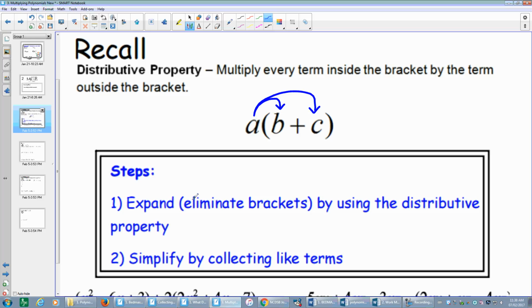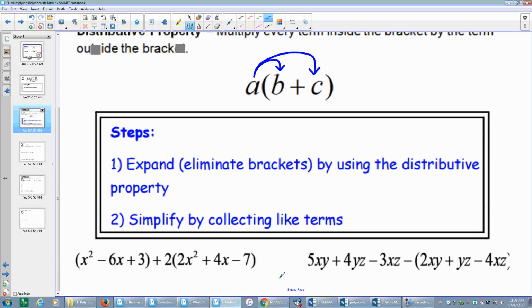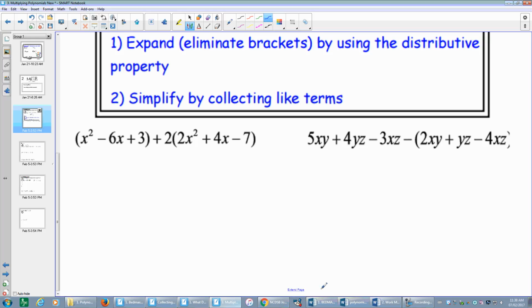So it says here, step 1, we expand, which means we eliminate the brackets by using the distributive property. And then step 2 is we simplify by collecting like terms. So we're going to go over our first two examples here. There should be an end bracket on that one that's a little bit darker. Okay.